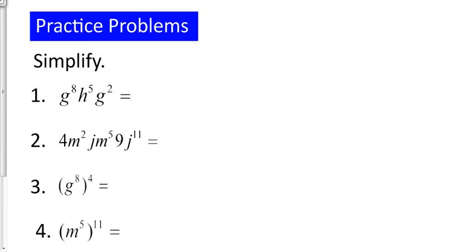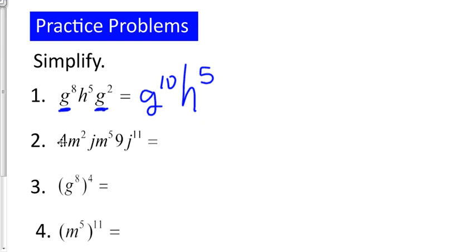Okay, here are 4 problems for you to practice. G to the 8th, h to the 5th, g squared. Only the g's have the same base. So these are the ones that I can simplify. G to the 8th times g squared. Multiplying powers of the same base, I'm adding these exponents. G to the 10th, and h to the 5th stays the same.